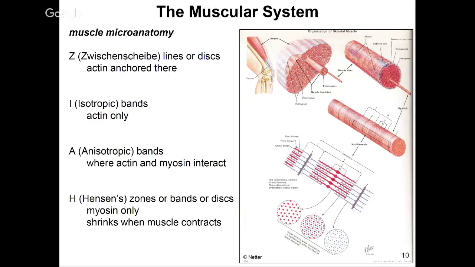So there's the Z line. We'll talk more about what this means, but Z lines are where actin is anchored. I bands contain actin only. A bands is where actin and myosin interact, and then the H zones only have myosin, and that's what shrinks when the muscle contracts. That's not a very thorough explanation, so let's talk about this a little bit.